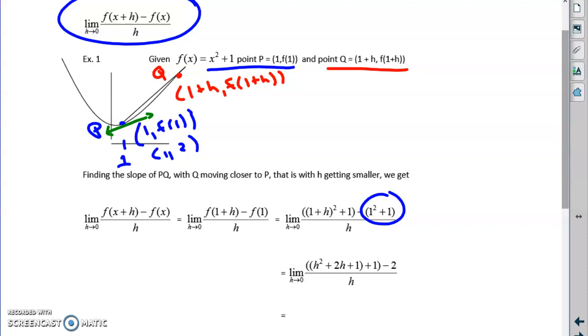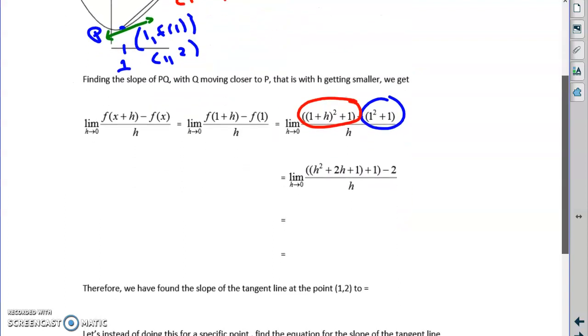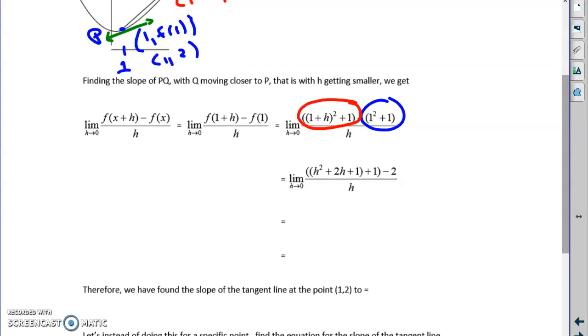What is f of 1 plus h? Well, if I plugged in 1 plus h into that function, I would get 1 plus h squared plus 1. Then I FOILed that out. 1 plus h squared is 1 plus 2h plus h squared. I put it in standard form, plus the other one minus the 2. So there's your red, there's your blue, point Q minus point P. And we knew that the bottom cleaned up to just h.